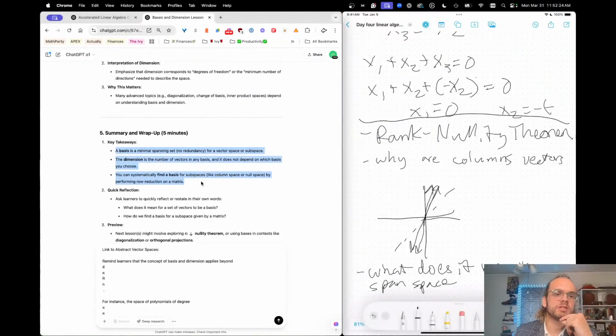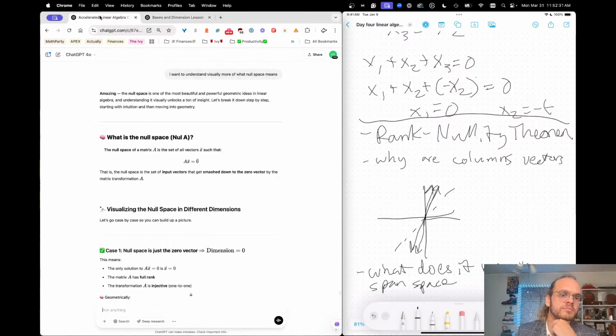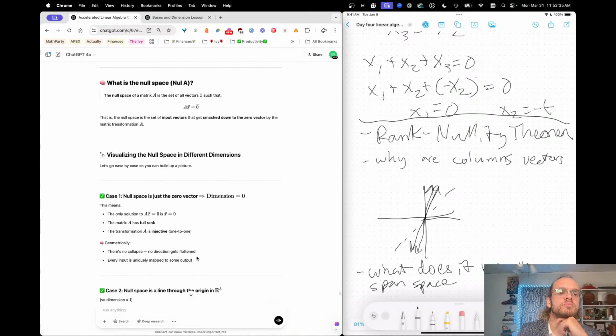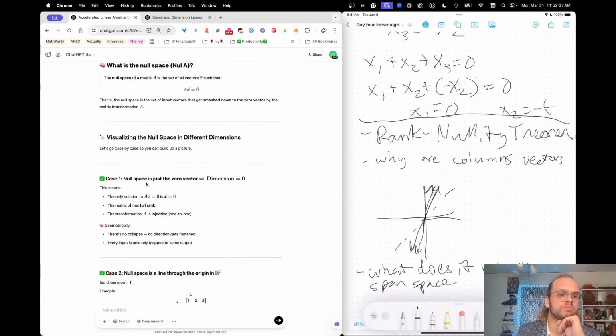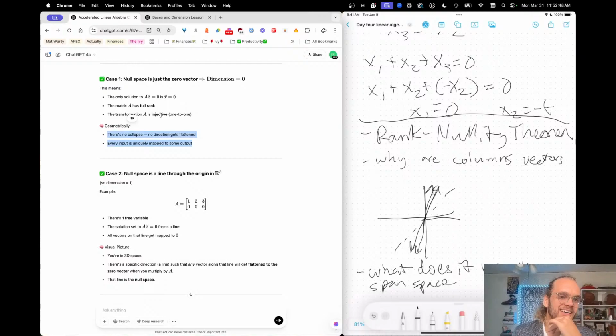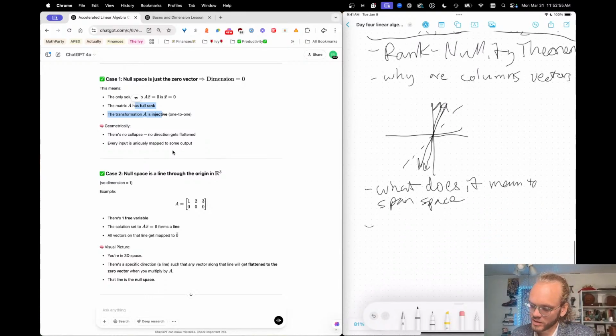A basis is a minimal spanning set without redundancy for a vector space. That's why you can't have it be linearly dependent. This makes no sense. Injective, 1-to-1 and full rank. I don't know what those mean, so I need to get some more key terms down.